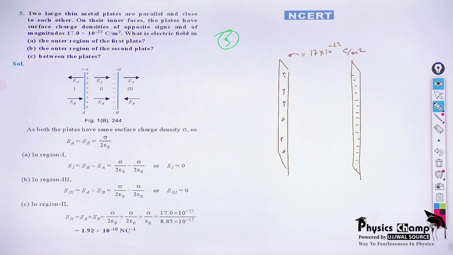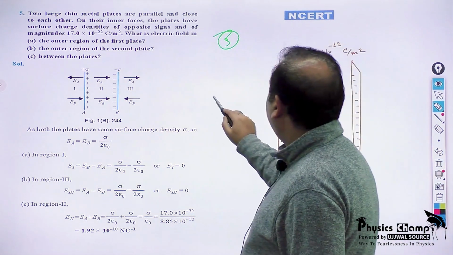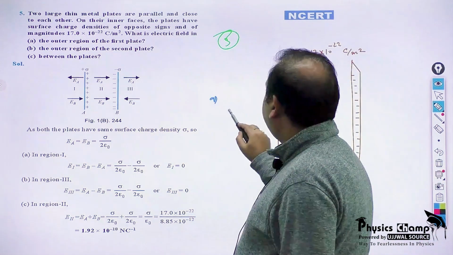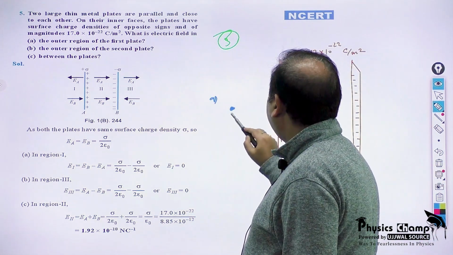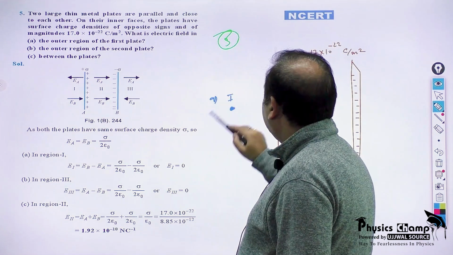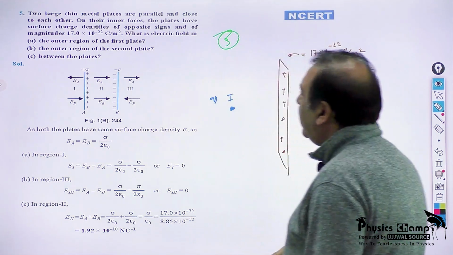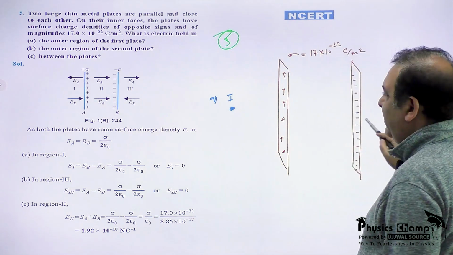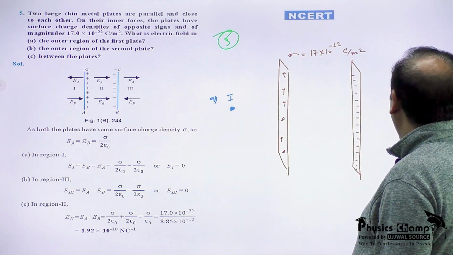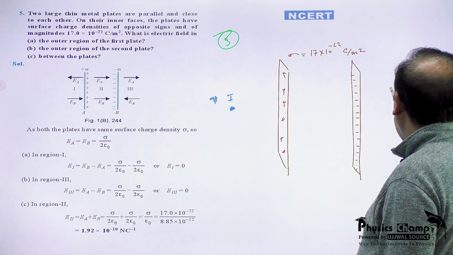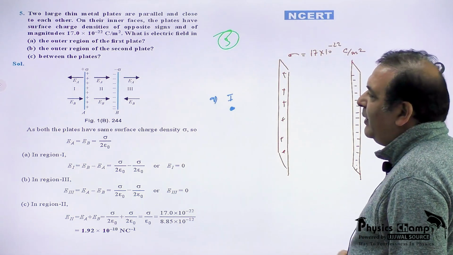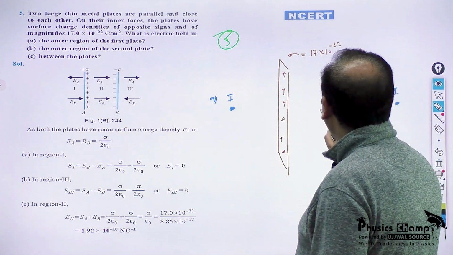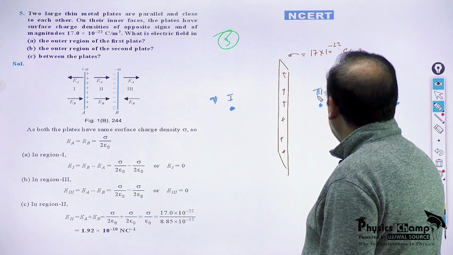What is the electric field, part A, in the outer region? How much will be the electric field here in the first region? What is the electric field in the outer region of the second plate? I think this is the second, this is part B. And between the plates, this is part C.